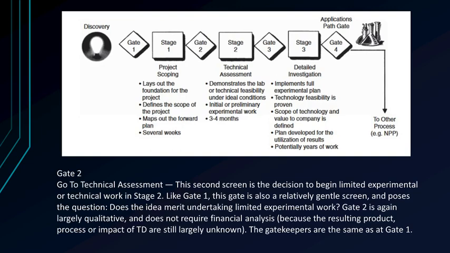Gate 2. Go to technical assessment. The second screen is the decision to begin limited experimental or technical work in Stage 2. Like Gate 1, this gate is also a relatively gentle screen and poses the question, does this idea merit undertaking limited experimental work? Gate 2 is again largely qualitative and does not require financial analysis because the resulting product, process or impact of TD are still largely unknown. The gatekeepers here are the same as Gate 1.